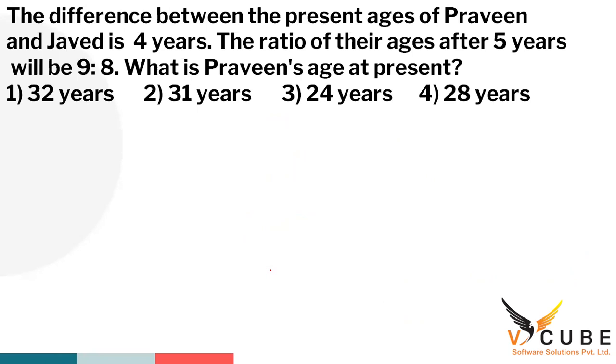The difference between the present ages of Praveen and Javed is 4 years. The ratio of their ages after 5 years will be 9:8. What is Praveen's age at present? Yes, very good. Excellent question. What is Praveen's age at present? Anyone, guys? What is the answer? Use common sense, guys. We'll get the answer.